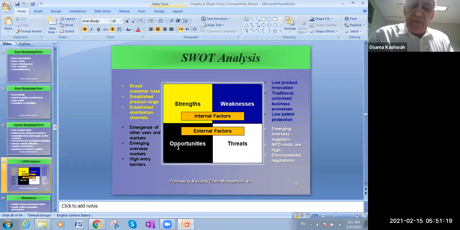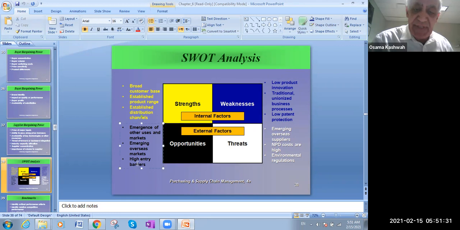Those two, the strengths and weaknesses, we call internal factors. But the external factors are the opportunities and threats. So what are the opportunities? Emergence of new markets, okay? And high entry barriers. There are a lot of high entry barriers, so this is considered an opportunity for me.